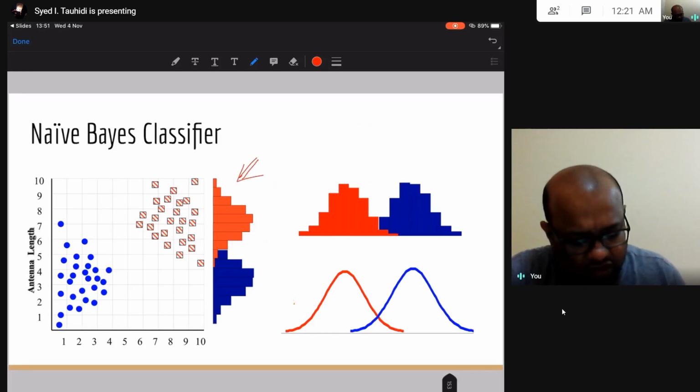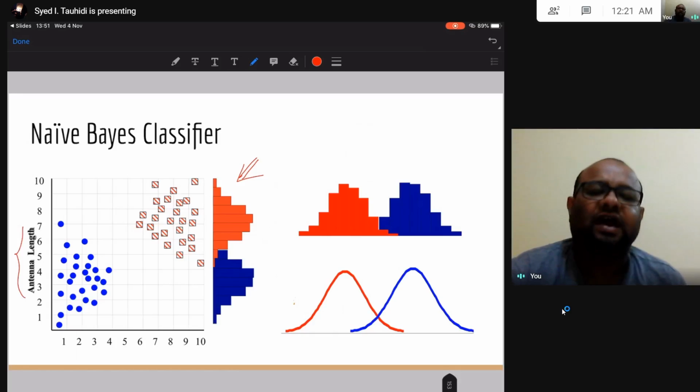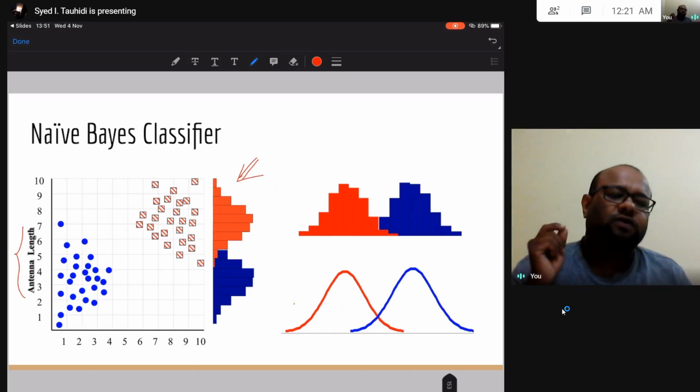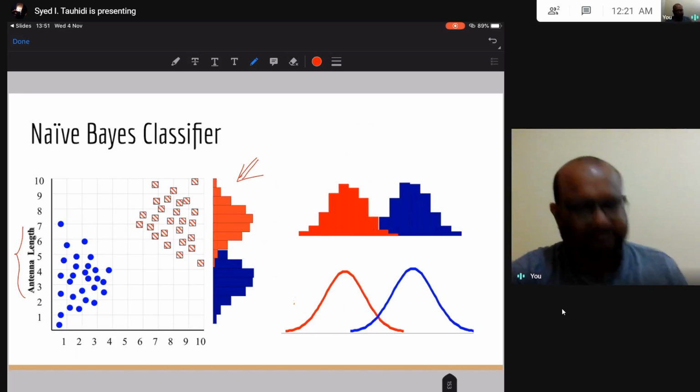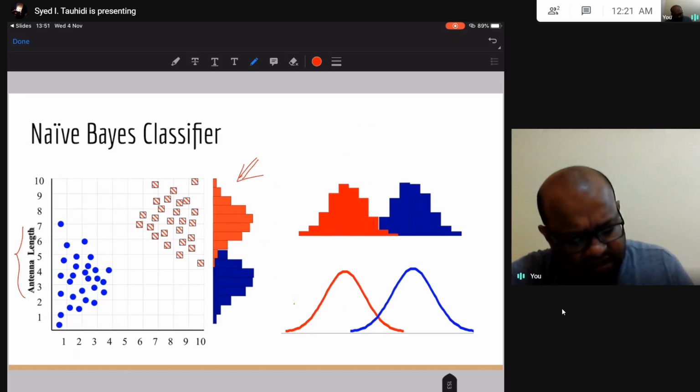Now I am taking only one feature, that is antenna length. This other feature that I had, abdomen length, I am going to ignore at this moment. So let us work with only one feature for ease of understanding. Okay, so I have antenna length and I am going to bin this into different groups and simply do the count.